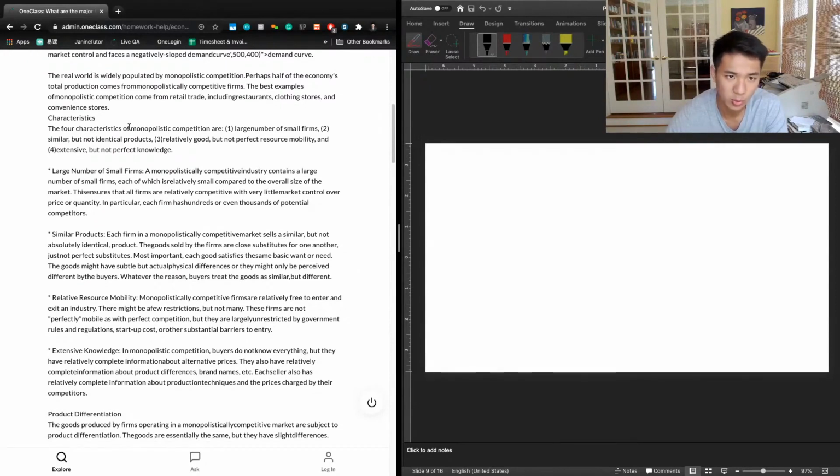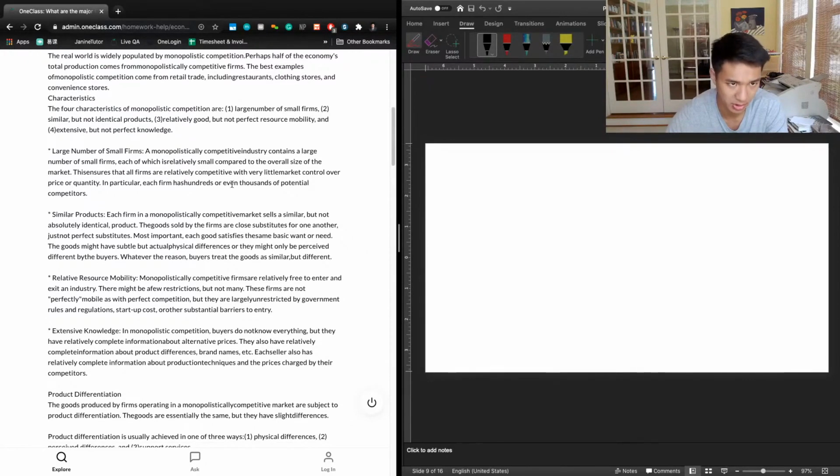The real world is widely populated by monopolistic competition. Perhaps half the economy's total production comes from monopolistically competitive firms. I don't know where that number came from, but maybe that's true. The best examples of monopolistic competition come from retail, including restaurants, clothing stores, and convenience stores. That's true.